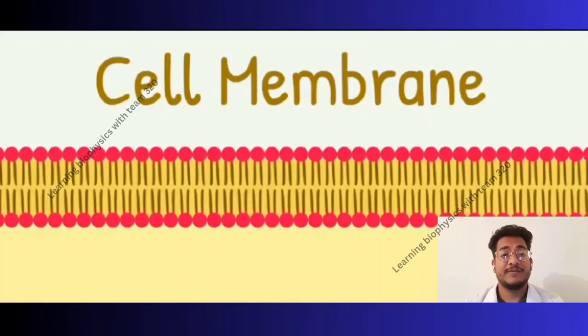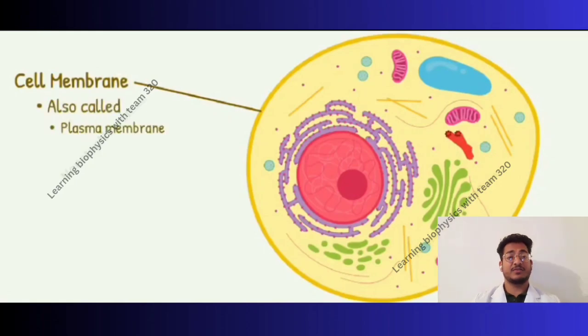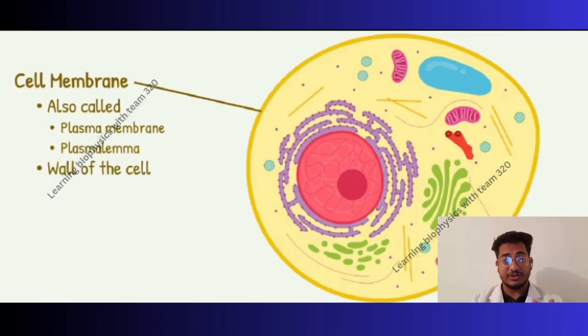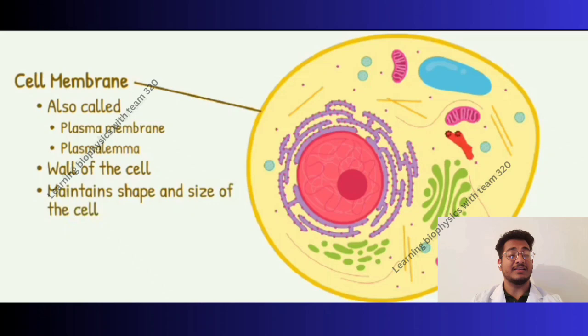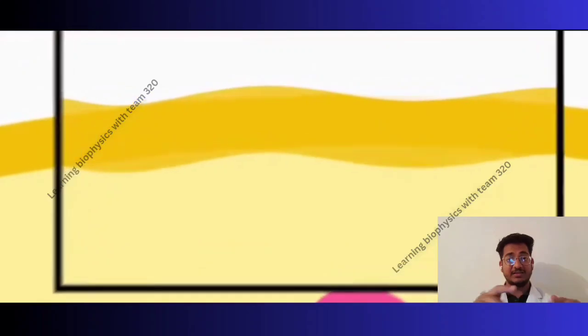In this video we will talk about the cell membrane. The cell membrane is also called the plasma membrane or plasmalemma. It makes the outer protective wall of the cell, and it maintains the shape and the size of the cell. And obviously, any exchange between the inside and the outside of the cell happens through the cell membrane only. And now let's talk about its structure in detail.